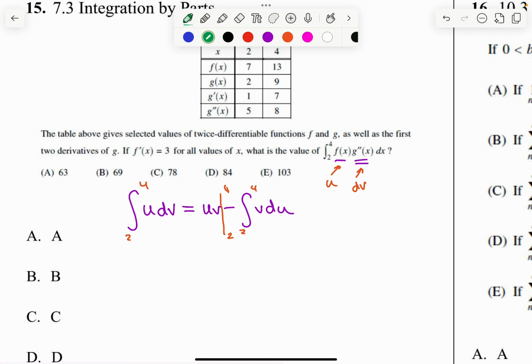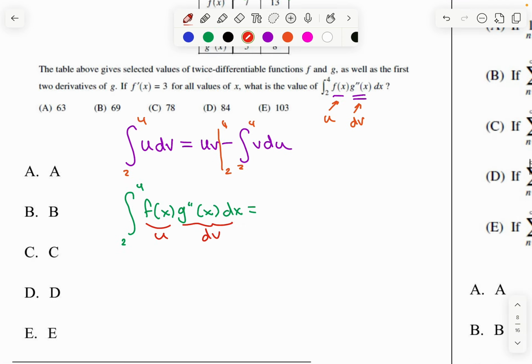Okay, so let's see. So this integral, the integral from 2 to 4 of f of x g double prime. I haven't even looked at this problem yet. I'm hoping everything falls into place, and I just kind of have faith that it's going to. All right, so I'm calling that u. I'm calling this dv.